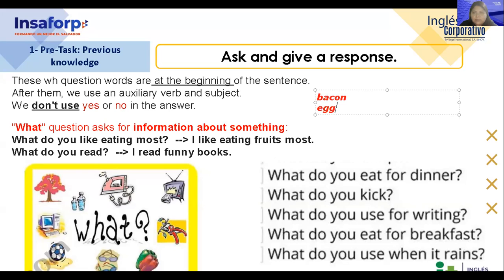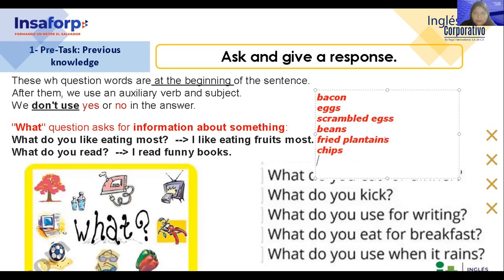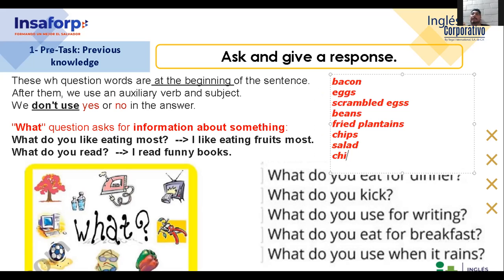Bacon, eggs, scrambled eggs, beans, okay, plantains, plátanos fritos, fried plantains. I don't know, chips. Do you eat chips? Probably. Salad. I don't think so, but what could it be? Tamales. Chicken, tamales. Okay. Yes, tamales.